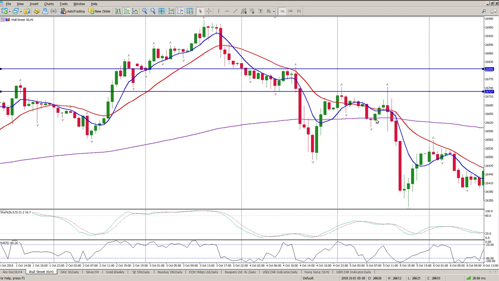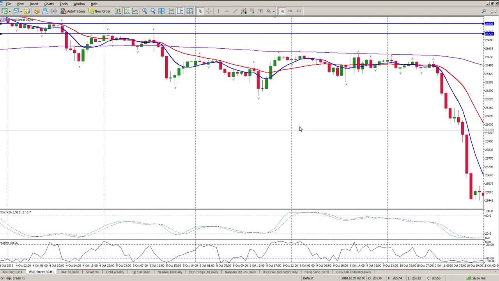Because you see what happens here. We've got a 200 moving average which bounced off and is trying to get through. There are so many levels that it's trying to break through. Okay, so let's get down to another scenario here.